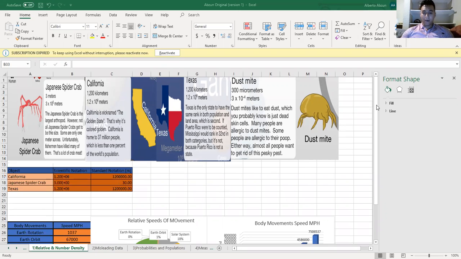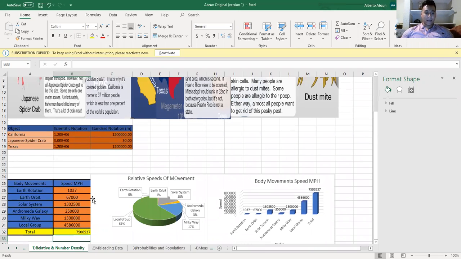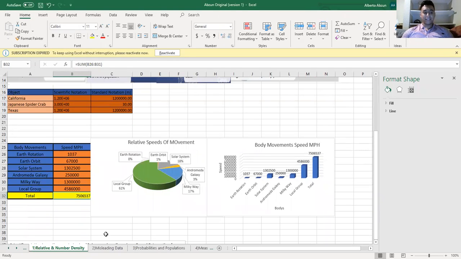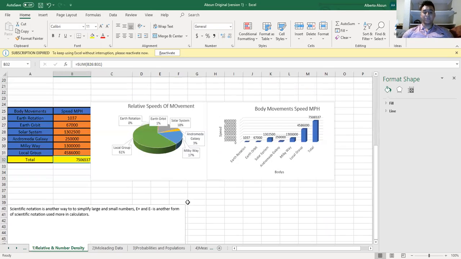We talk about body movements here as well. Here we got body movements of all of these objects here. We have a solar system that had 2 numbers, which I had to find the average of, as well as the local group. And we had a total of 7,506,537 total speed. We created a pie chart, and we created a bar chart here. Our pie chart is showing the percentages. You can see local group has most of the percentage, 61%, and the bar chart is showing the speed here at the vertical, and then horizontal is showing the bodies. And I set up data labels so you can see the speeds that they are moving.